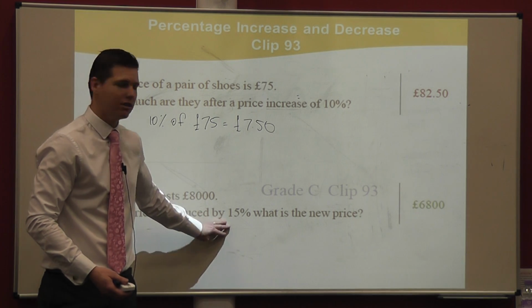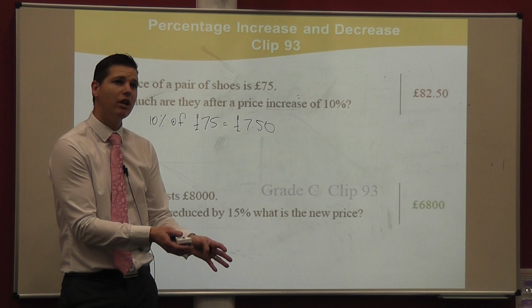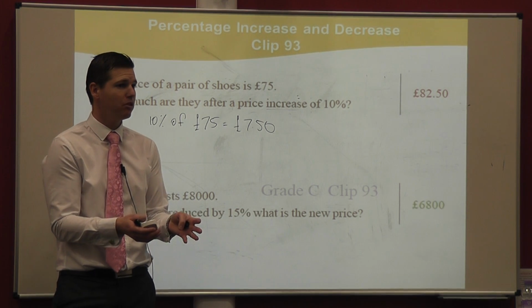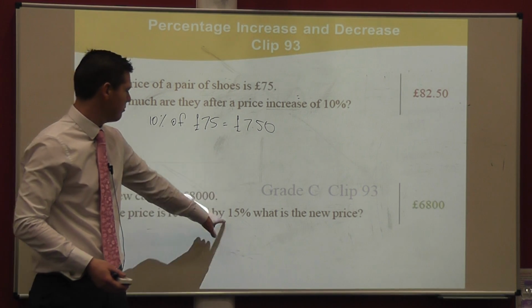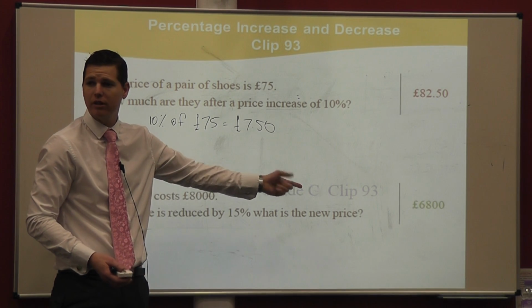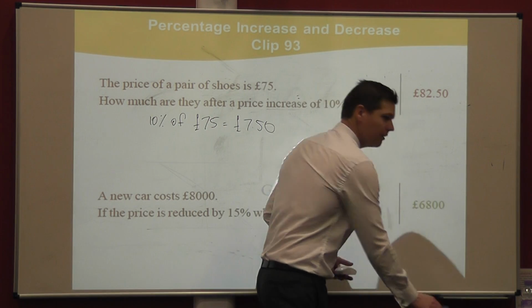Calculate 15% and take it away. So I'd calculate 10%. Half of that is 5%. Add the two together for 15%, and then take it off there. So it's going to be 1,200. Okay. Make your notes again.